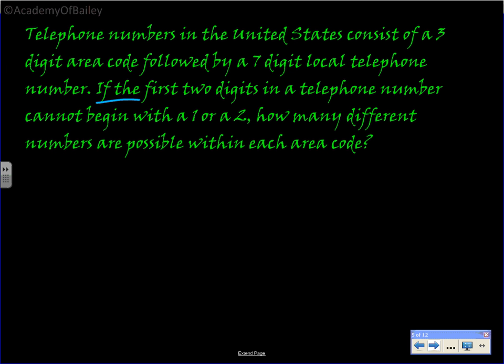So if you look there, well, let's go ahead and see what the situation is. The situation says that we're going to have a 3-digit area code, 1, 2, 3, followed by a 7-digit phone number, 1, 2, 3, and we all know there's a hyphen there. So there's your 7 digits.